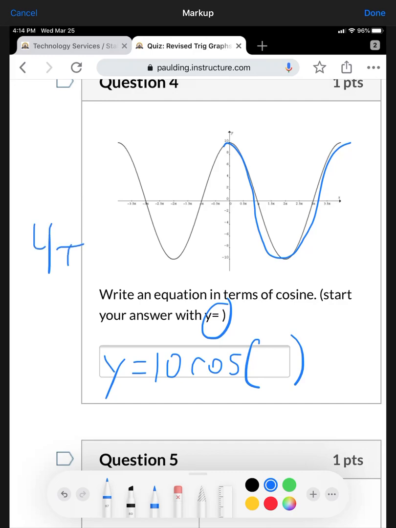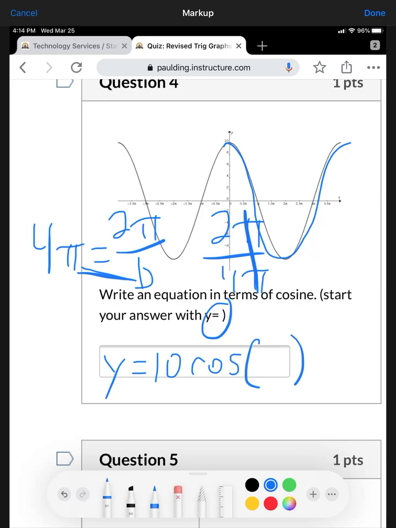And that formula was the period equals 2 pi over b. And I think I put this one in a video too. So remember that shortcut? Kind of swap those. So then we got 2 pi over 4 pi. The pi's cancel, so 1/2. And our variable. So there's the equation. So there's number 4.